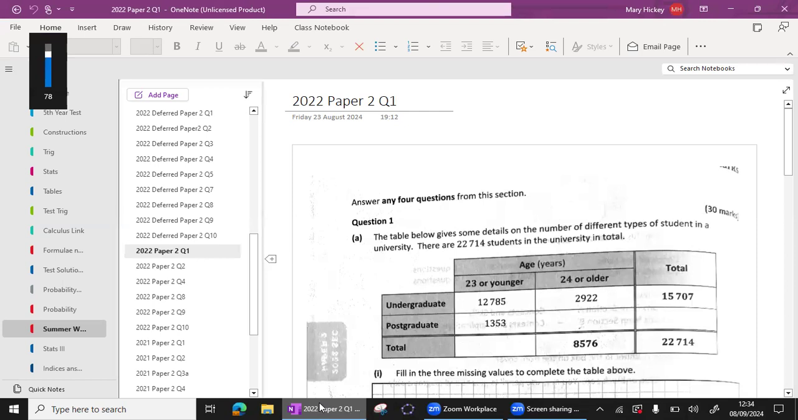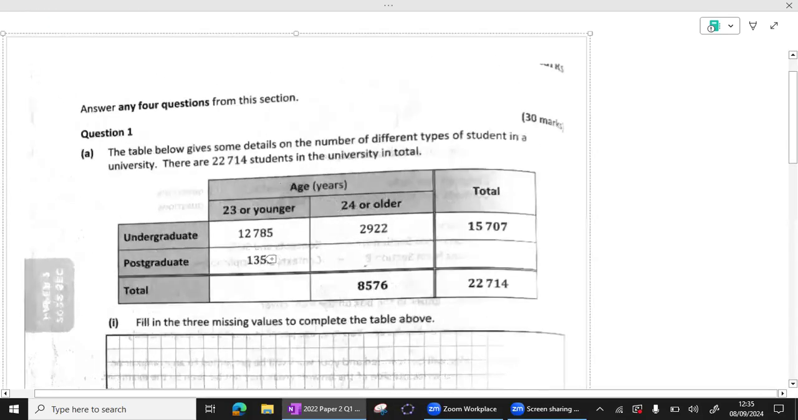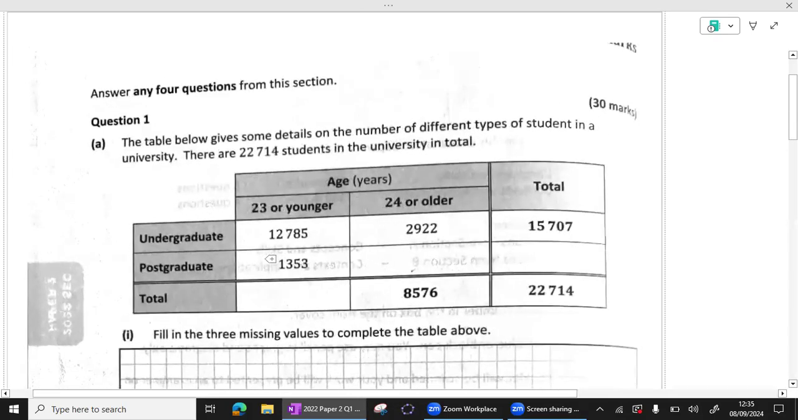Okay, so this is 2022 paper 2 question 1. The table below shows some details of different types of student in a university. There are 22,714 students in the university in total. Okay, so the first part of this is pretty straightforward. We're just going to get a total for 23 or younger.